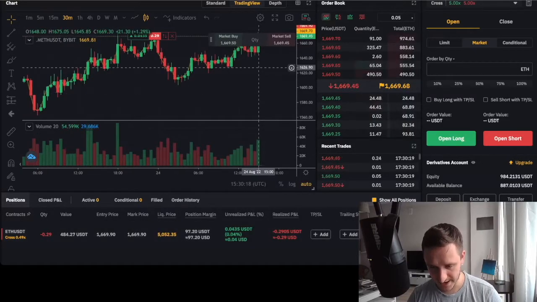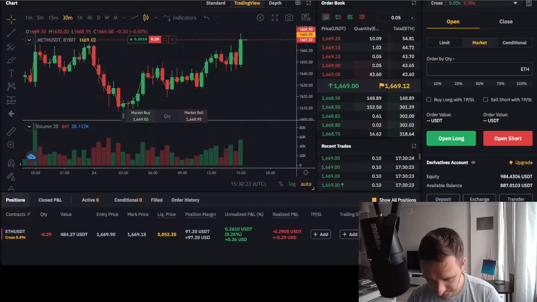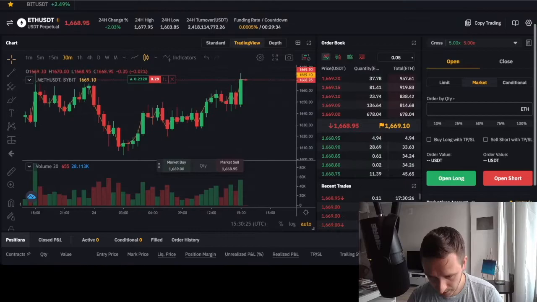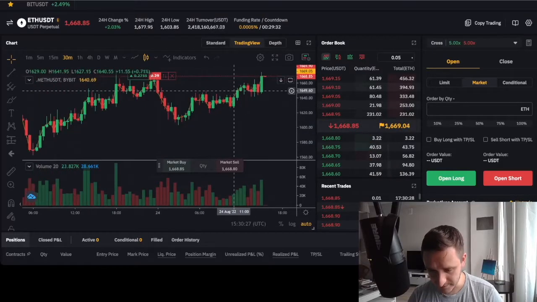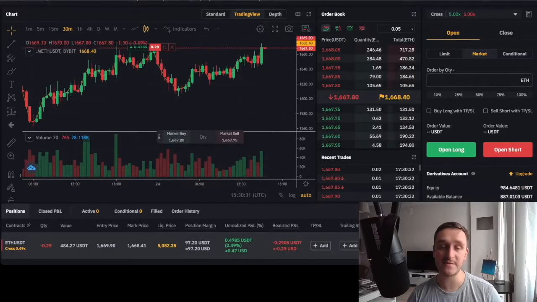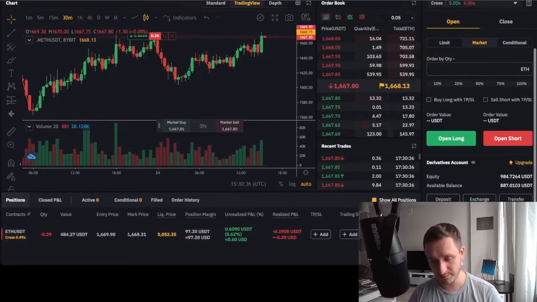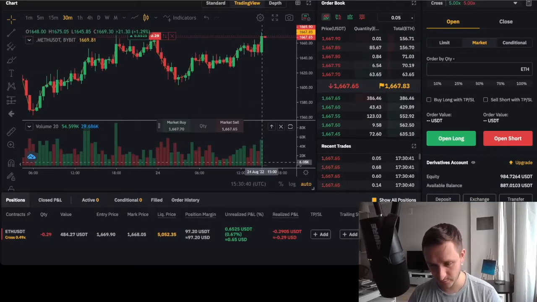So because you have this many movements, you can see what's going on here. If I go up, so yeah, right now because I opened a short, I'm basically betting that ETH will go down. So if it's going down, I'll be able to take a profit on that. As you can see, it already went down a little bit.